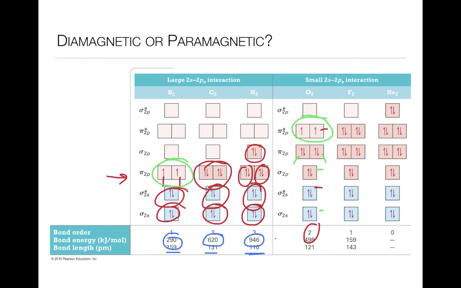Okay, and we go on to fluorine. We see that fluorine is diamagnetic, bond order of 1, and for neon we filled up all of these orbitals, and I end up with a bond order of 0, so I have no bond length or bond energy there.